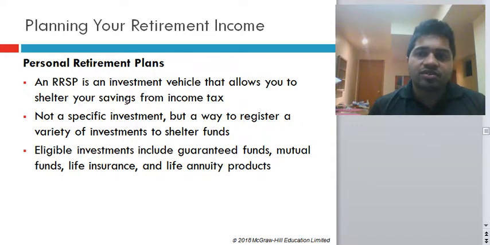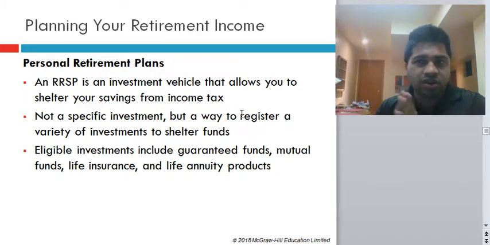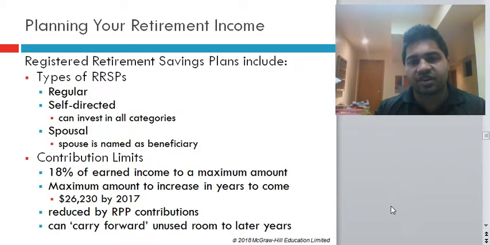Personal retirement plan. So these are plans that you start to manage the difference between what you need and what you're going to get. Generally we plan for retirement in an RRSP, and an RRSP is an investment vehicle that allows you to shelter your income from tax. So you get a tax deduction right now, but you pay tax when you withdraw. It is not a specific investment, but a way to register a variety of investments to shelter funds. Eligible investments are guaranteed funds, mutual funds, life insurance, and life annuity products.